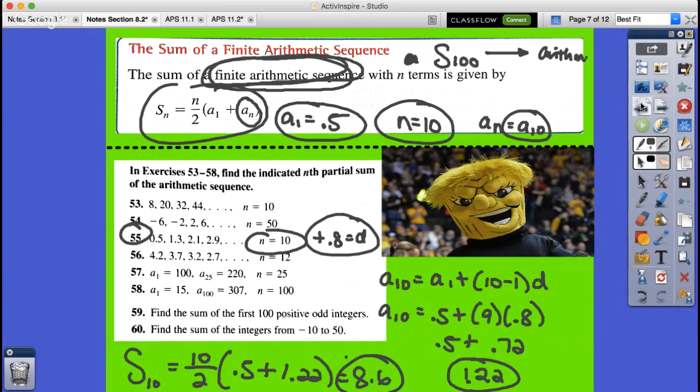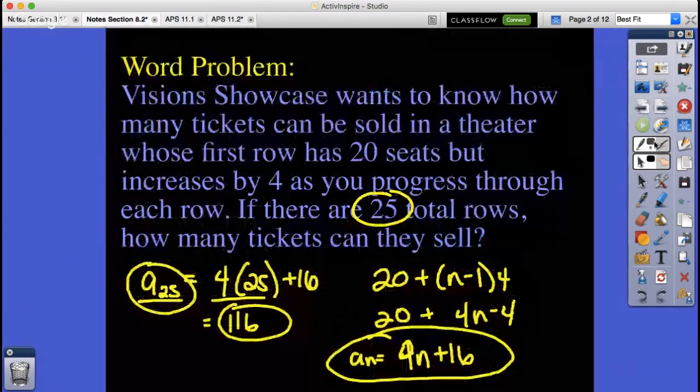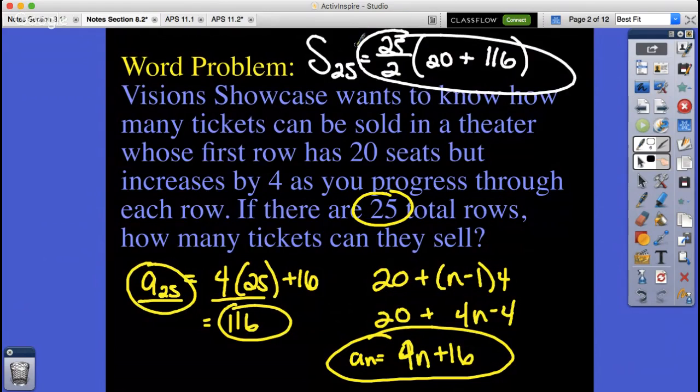Cool. Again, the Vision Showcase one, just to kind of wrap that up, this right here, you could also address this as well. Remember too, I could attack it this way because we're looking for S of n, remember n was 25, because there's 25 rows, that equals 25 over 2. A sub 1 was 20 for the first row, plus a sub n, remember n was 25 because that's 25 total rows. So 25 times 4 is 100 plus 16 is 116. So we plug this in, and this is how I could find what the sum of the theater is in those 25 rows there.